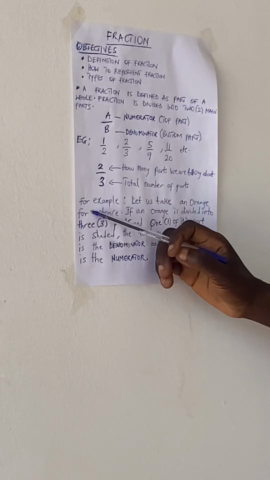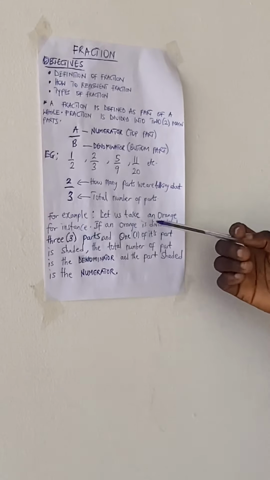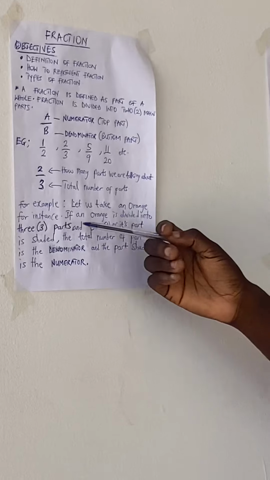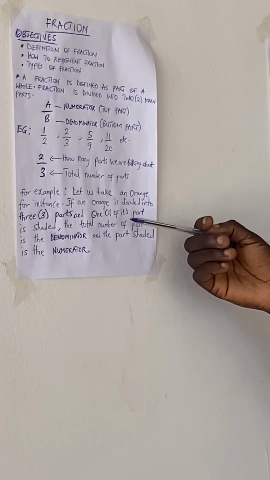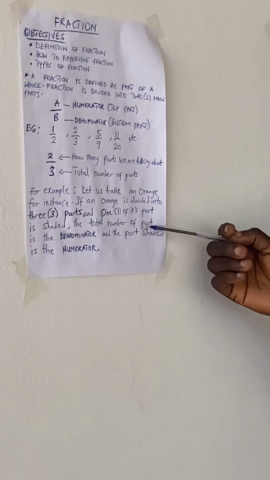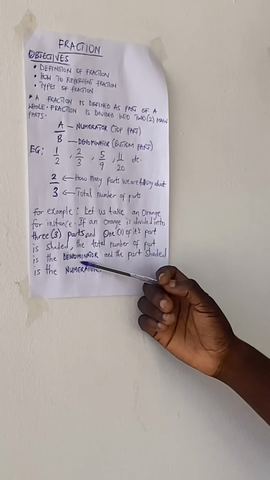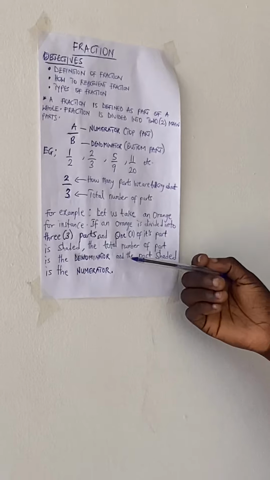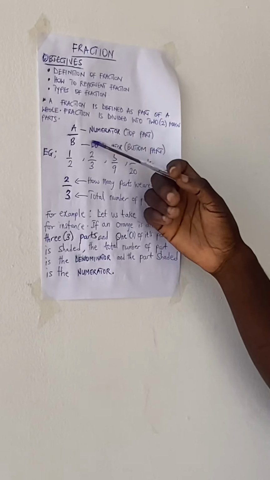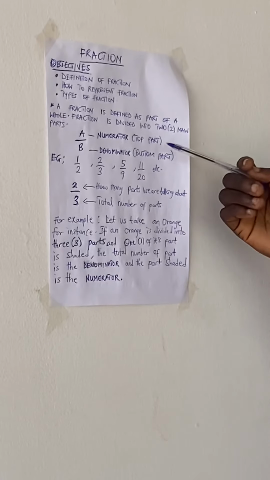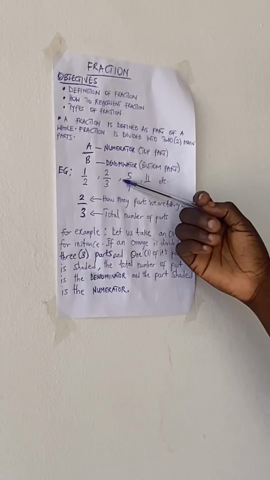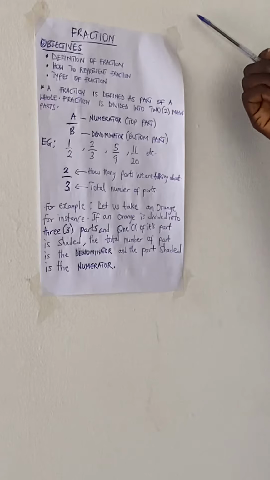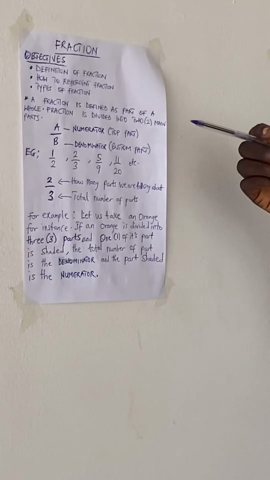I gave the example here. Let us take an orange. For instance, if an orange is divided into 3 parts and one of its parts is shaded, the total number of parts is the denominator, which is 3, and the parts shaded is the numerator. So we now know that the top part is the numerator and the bottom part is the denominator, and the definition of fraction is part of a whole.